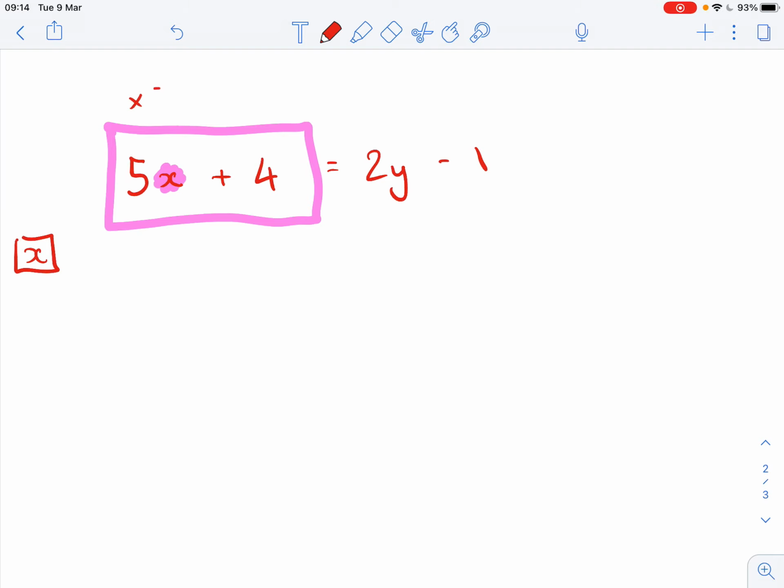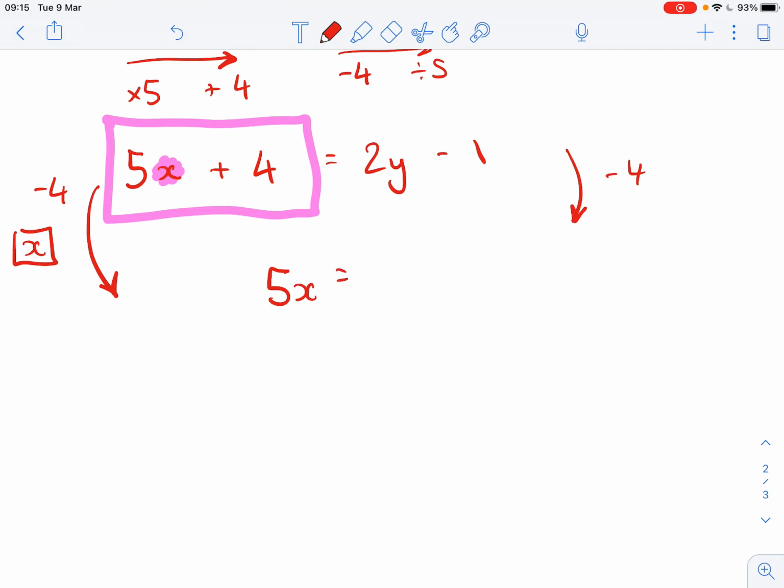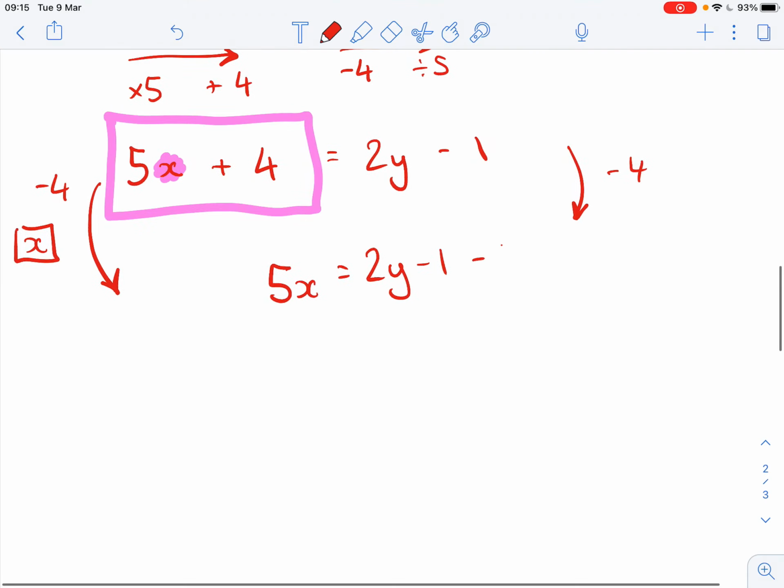Okay, so over here we're timesing by 5 and then adding 4 in that order to x. So to solve this, we would be going minus 4 and then divide by 5, to rearrange. So it's that reverse BIDMAS order. So let's start off with both sides. We're going to minus 4. It's this step here. So 5x plus 4 just becomes 5x, deals with that plus 4. And on the right-hand side we've got 2y minus 1, what we started off with, minus 4.